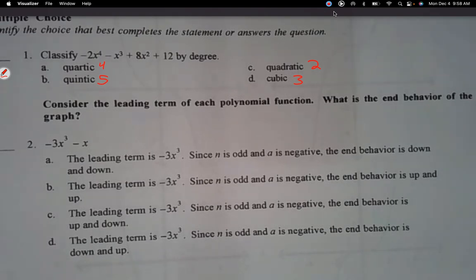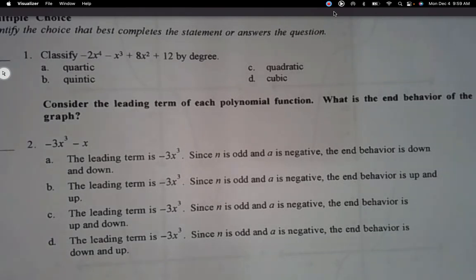What if it doesn't have an exponent? Or they always have an exponent? Let's see. If it was like 2x plus 1, I think that would just be linear. And if it was just the number -2, I think that would be a constant. But it's not going to do that. But that is a possibility, but probably not on this quiz. Okay? Or on these tests.